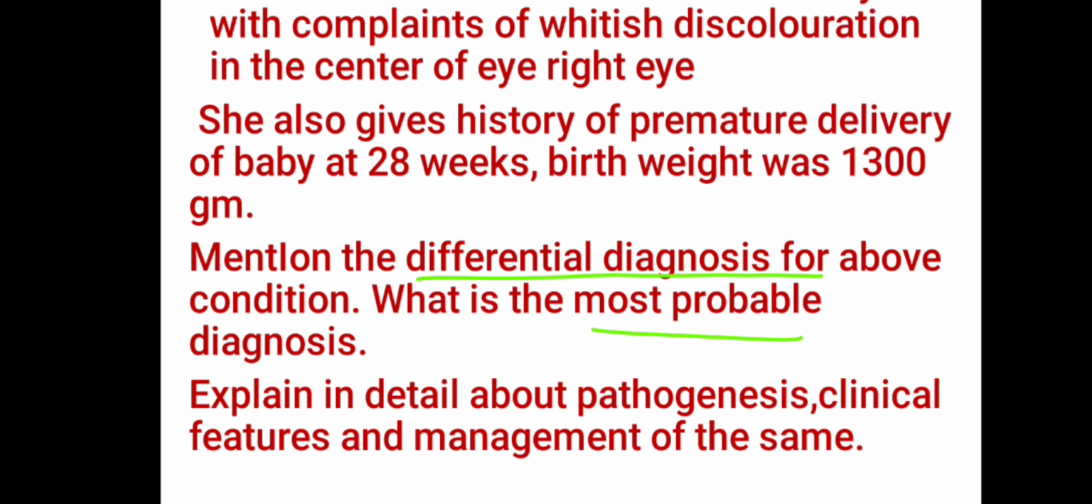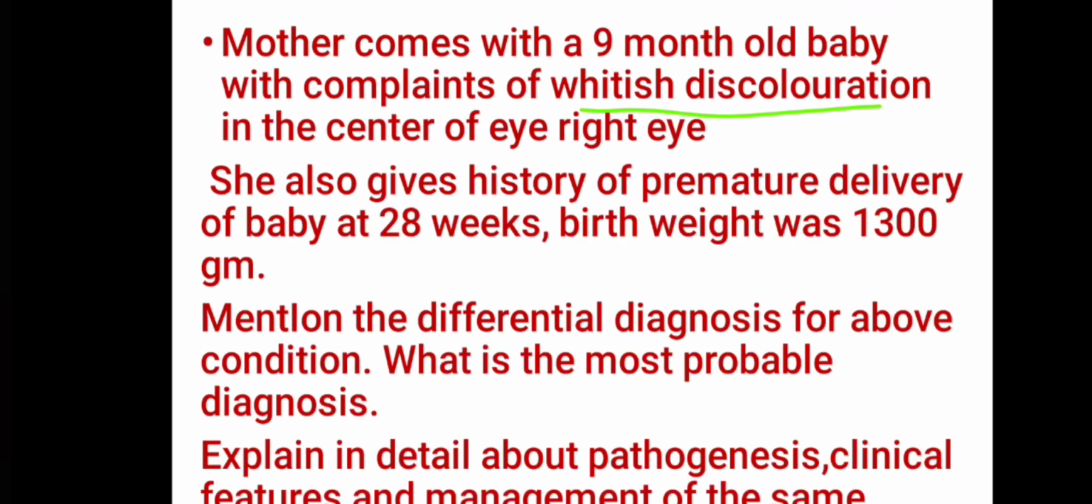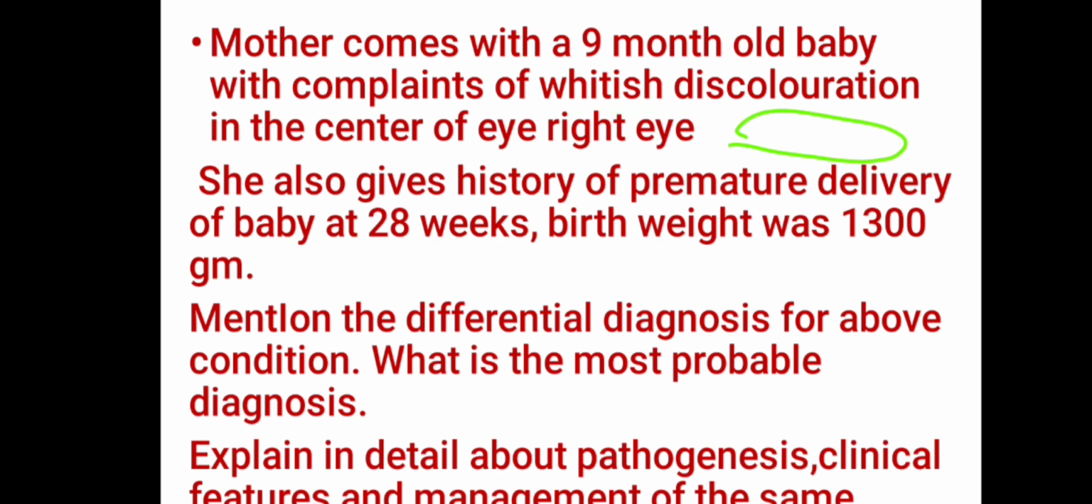So here you have to analyze the history what they have given. Mother comes with a 9-month-old baby. The age of the baby is also important. Complaint is whitish discoloration in the center of the eye, that means in the pupillary area. So you should think of the leucocoria as the main diagnosis. Then comes the differential diagnosis for the leucocoria, and see for which this history can fit into.